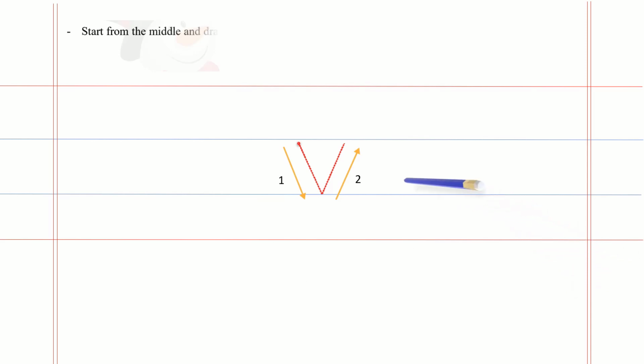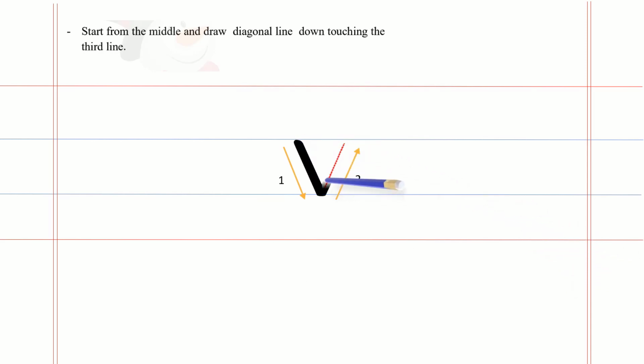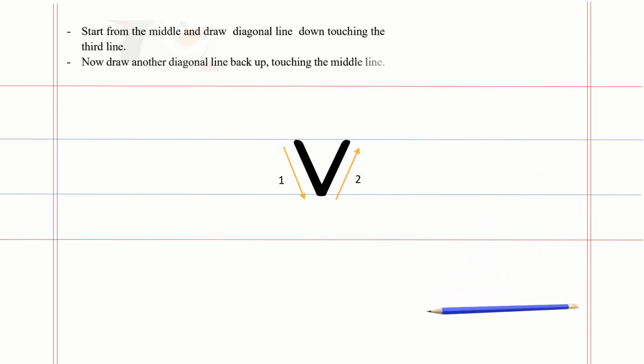Small v. Write small letter V on the middle lines and give instructions. Start from the middle and draw a diagonal line touching the 3rd line. Now, draw another diagonal line back up, touching the middle line.